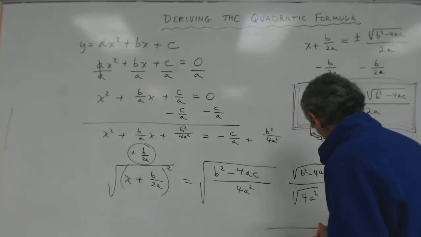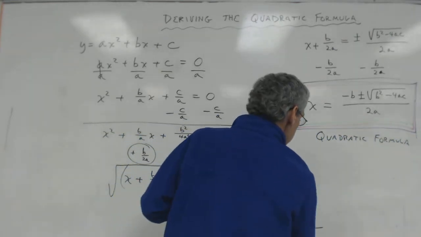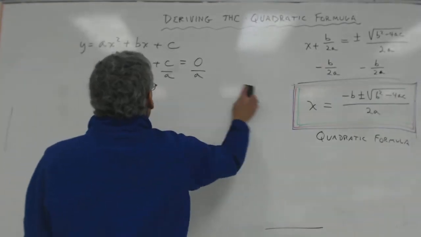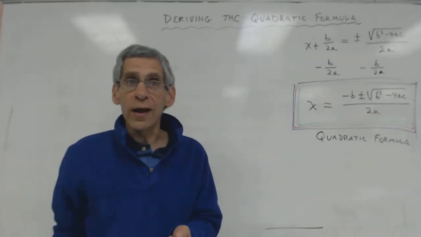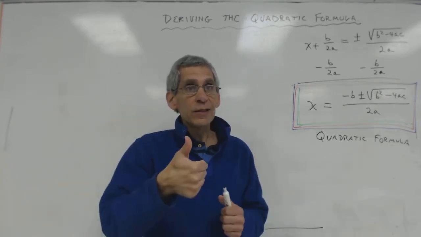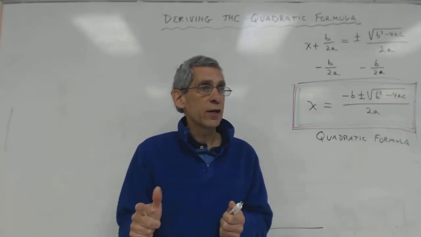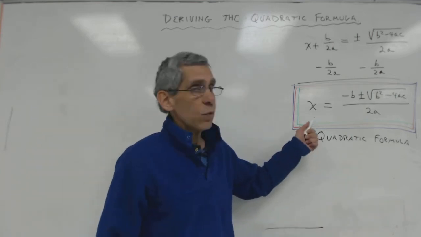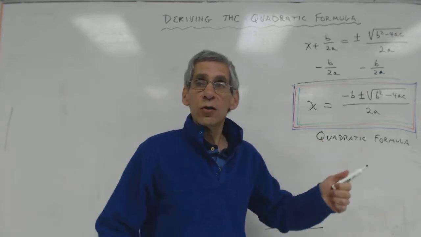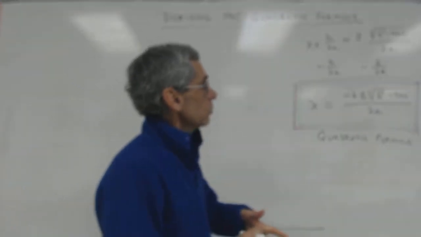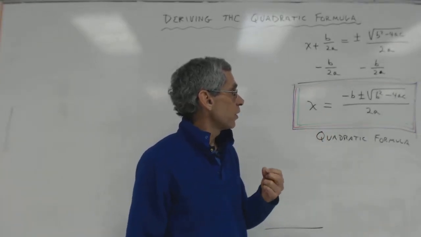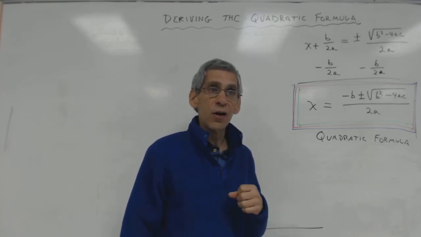So now, the question is, how is this useful? How do you use this? Since we derived this by completing the square, and completing the square always works for every quadratic equation out there, no exceptions, this will also work, no exceptions. You have to memorize this, and it's not that hard. X equals negative b plus or minus the square root of b squared minus 4ac all over 2a.